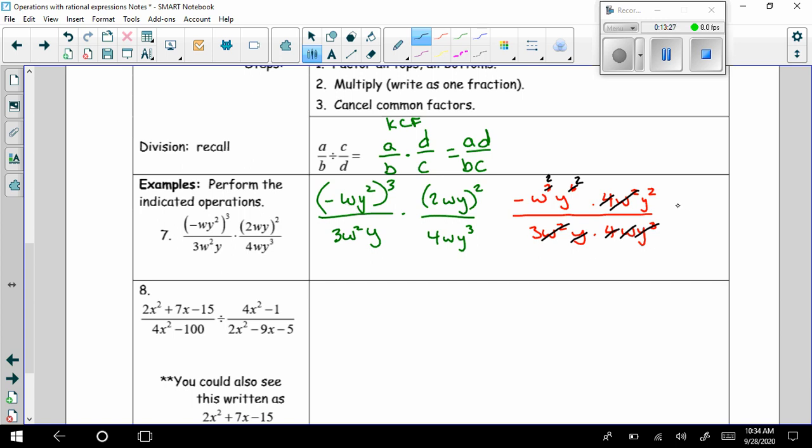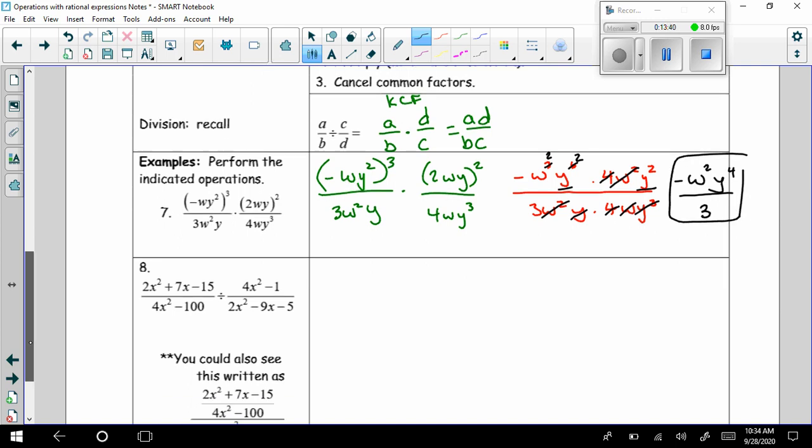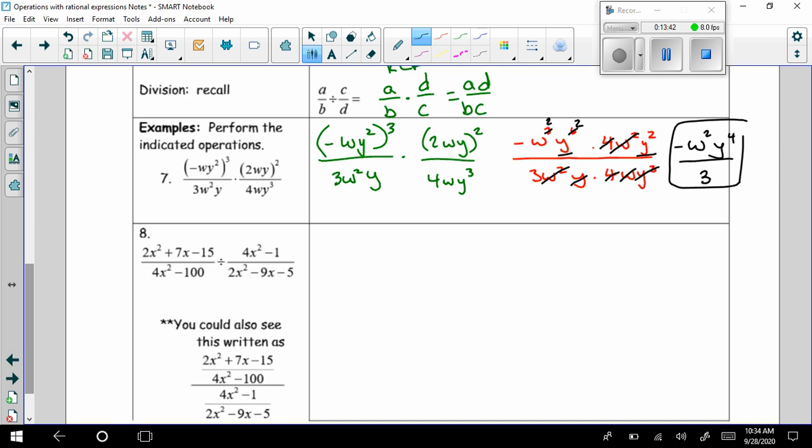So at the top, we're left with -w squared. And then we have y to the 4th. And at the bottom, we're left with 3. And so lots of different ways to do that as far as canceling. Just remember your rules of exponents. So that's real similar to last unit, lesson 1.